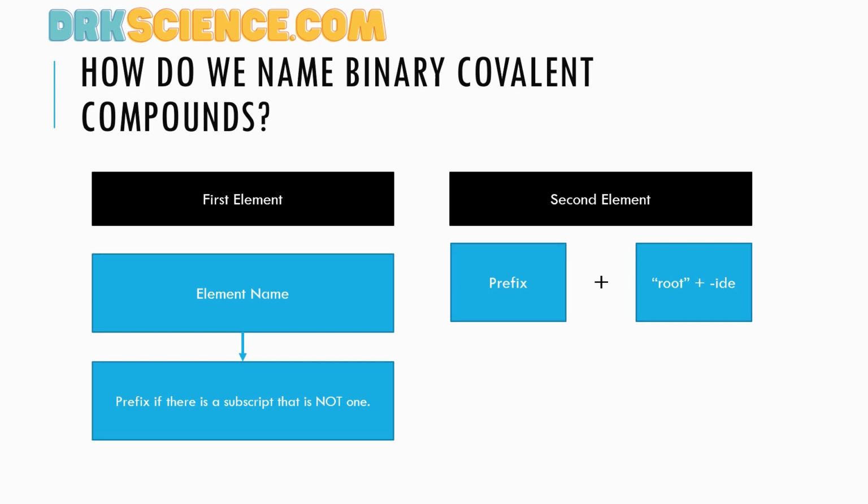We'll have our first element and our second element. For the first element, we'll include the element name. If that element has a subscript of 1, it is just that element name. We do not include a prefix. So if there's no subscript, it's an implied 1. However, if it's any other subscript, it would then include a prefix. For the second element, it always includes a prefix. Then you take the root of the element name, take the ending off, and add IDE. So we're going to go through some examples with the prefixes and some of the naming.